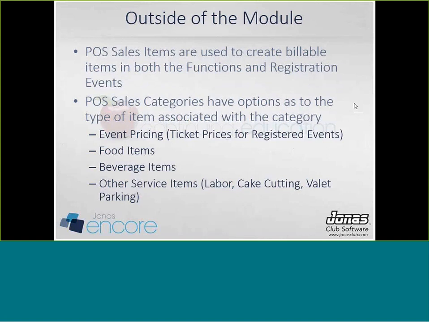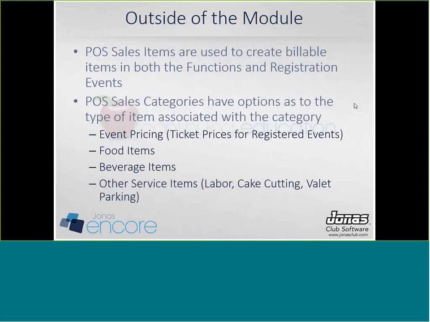In order to access those sales items in the event module, you will need point of sale sales categories flagged with the option as to the type of item associated with the category. So when you're creating the point of sale sales category, you want to flag it appropriately. Is it event pricing? And this covers registration events, which is tomorrow's webinar. Is it a food item, a beverage item, or is it an other service item, such as labor, cake cutting, valet, parking? The importance of flagging your category appropriately is so that your sales items, when added to an event, pull to the appropriate spot on your BEO or your banquet event order.